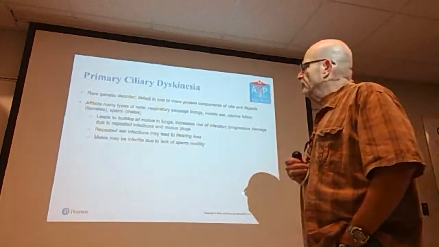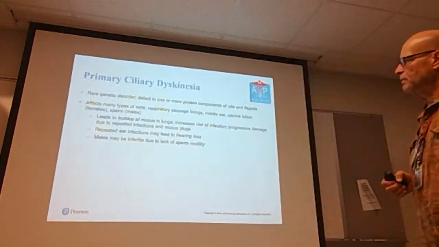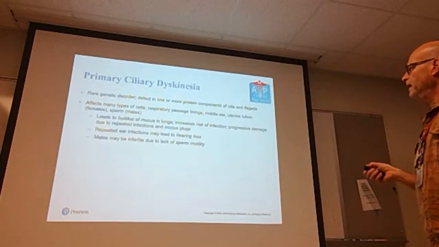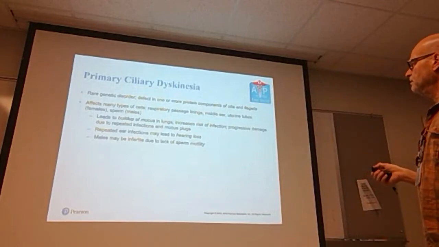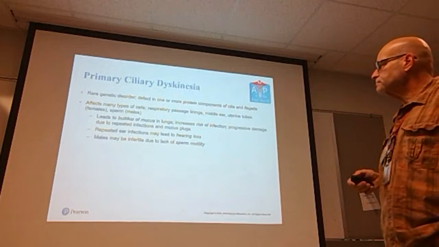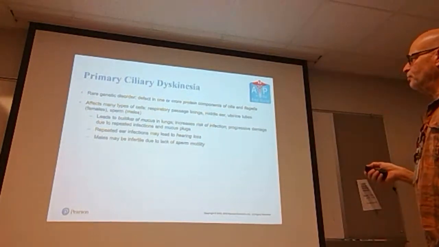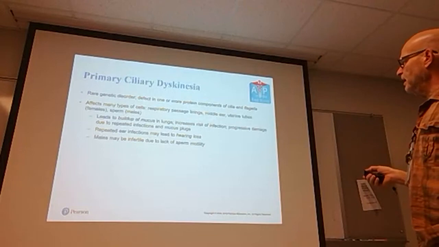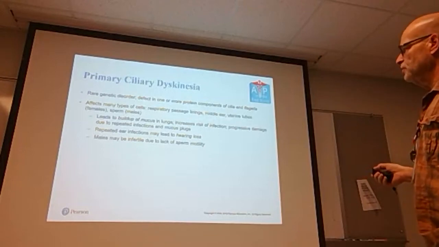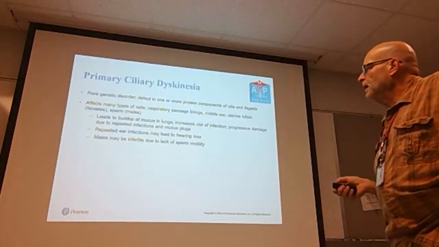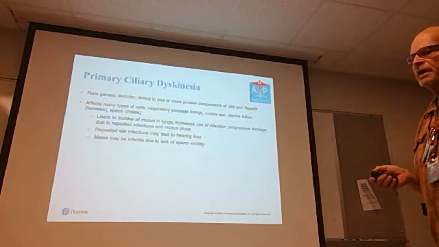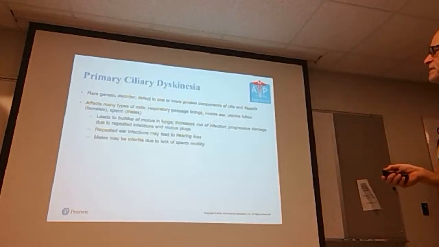There is a disorder called primary ciliary dyskinesia, which is a genetic disorder. It is a defect in one or more protein components of cilia and flagella. This affects cells of the respiratory passage primarily, but can also affect the inner ear, uterine tubes in females, and sperm in males. The major side effect of this disease is a buildup of mucus in the lungs.